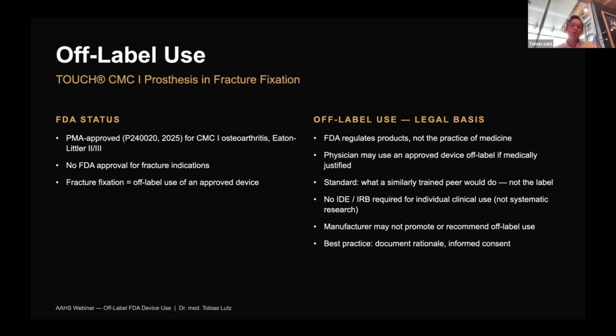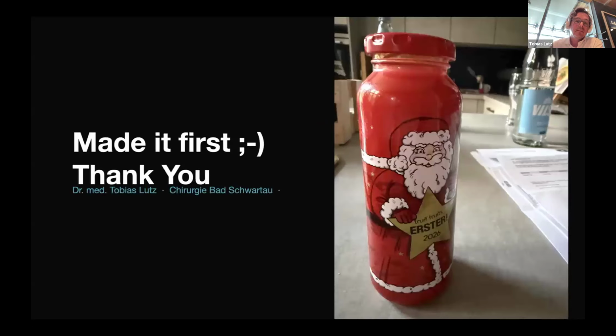We have to talk about approval, of course, and you are more into that on the American side than me. But lucky enough, we have the approval now for Eden Littler 2 and 3. But of course, there is no special approval for fractures. You have an agreement to handle that in case of off-label use. But let me say there's no strict advice from my side to do it like that. But you can take it if you want as an option.